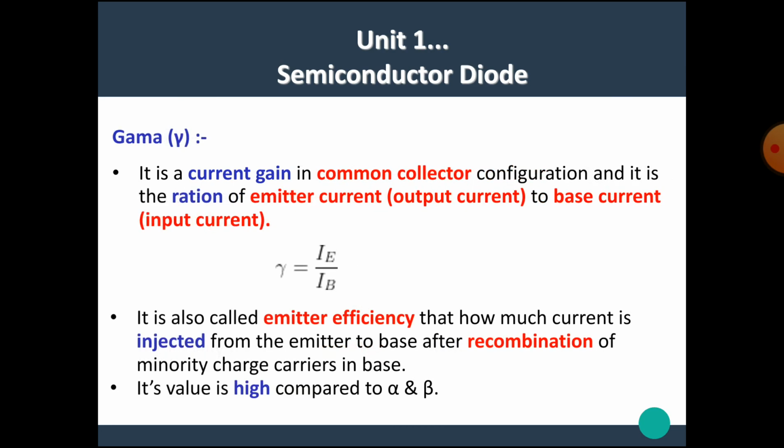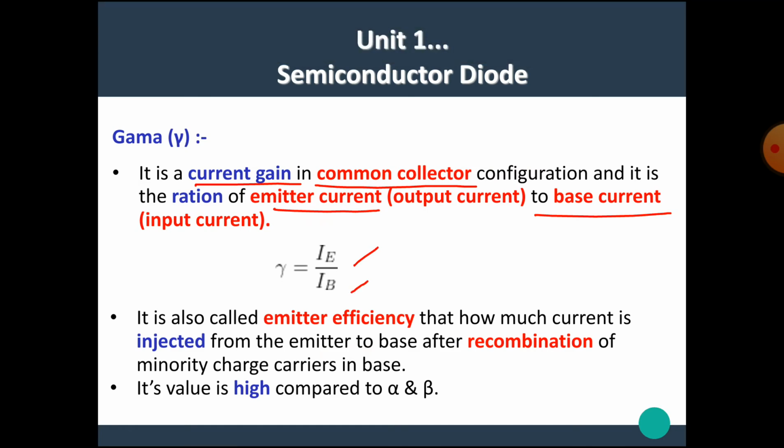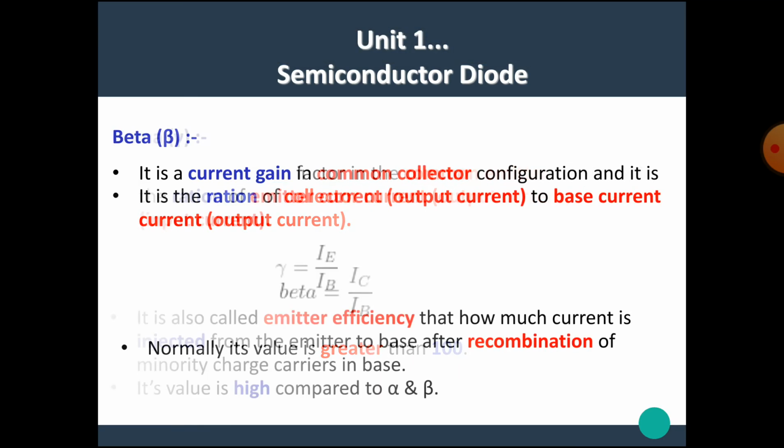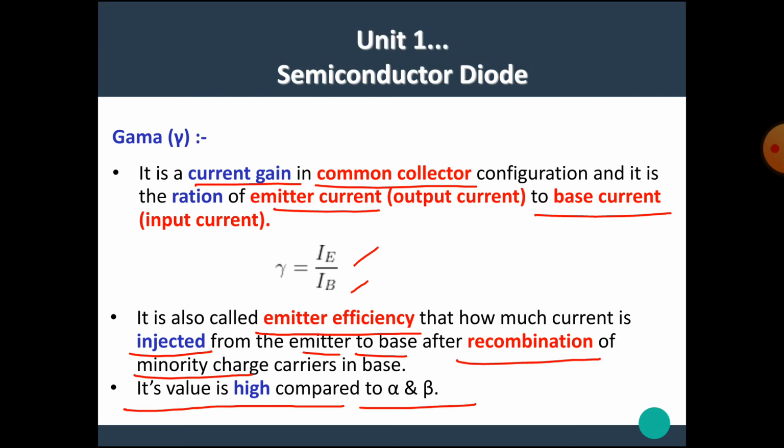The next parameter is gamma. It is the current gain in common collector configuration and it is the ratio of emitter current to the base current, IE upon IB. It is also called emitter efficiency, that is how much current is injected from the emitter to base after recombination of minority charge carriers in the base. Its value is high compared to alpha and beta.